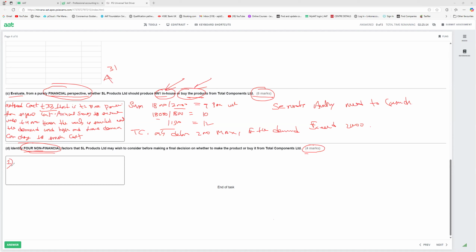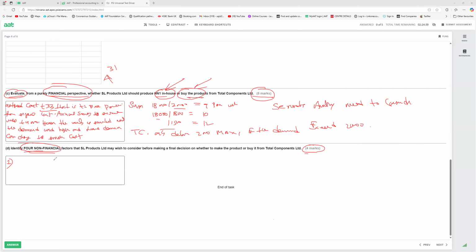For every factor you identify, you will get 1 mark. So you need to make sure you save the time. If you keep writing, you'll be running out of time for the other questions. So you need to make sure you just identify. If the question says evaluate, then you have to explain, and you have to say all the good pros and cons. But if the question says identify, do not spend much time to explain. All right. So: identify four non-financial factors that SL Product Limited may wish to consider before making a final decision on whether to make the product or buy from the total component.